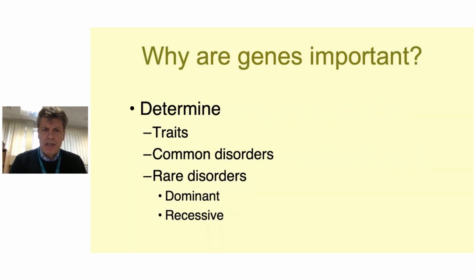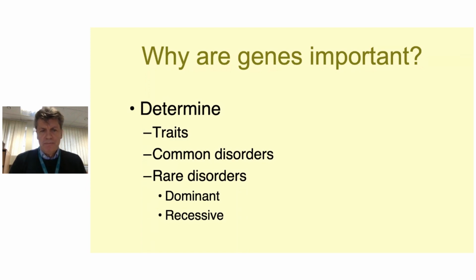So why are genes important? So genes determine most things about us. And if we look at monozygotic twins, that makes us realize just how powerful genes are in determining traits, for instance. So height, eye color, hair color, stature, facial appearance are determined to a large degree by the genes that the person inherits from their parents.